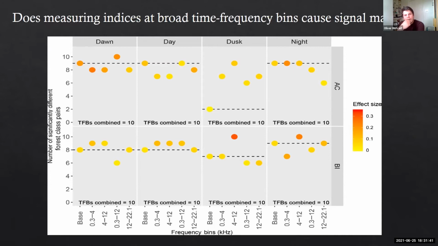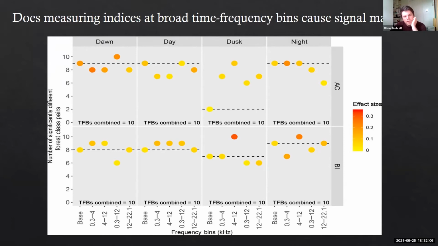So we can see that actually our baseline class in most cases is pretty good. At dawn, using acoustic complexity, it can distinguish between 9 of those classes. So there's a little bit of masking going on, but not a huge amount. You can see the difference, but actually none of the individual narrower bands in their own right were particularly better than the baseline time frequency bands.